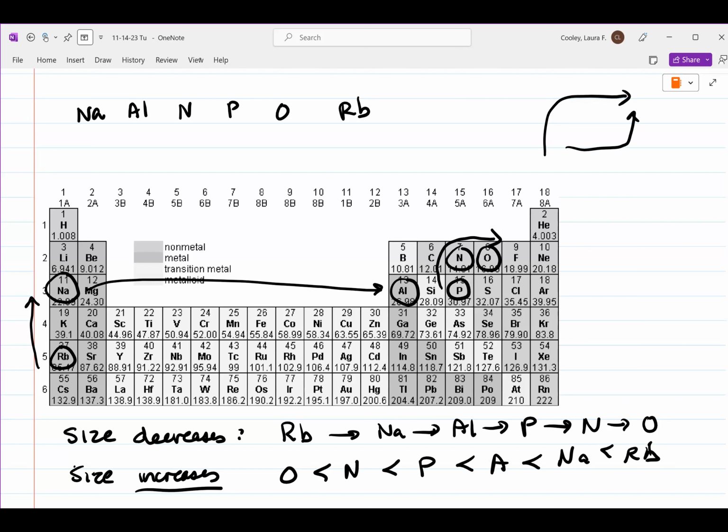Maybe not draw out a copy of the periodic table every time, but you can at least look at a periodic table, see where the atoms are located.